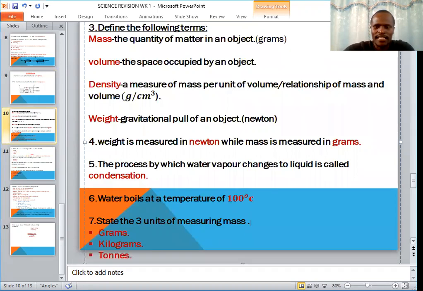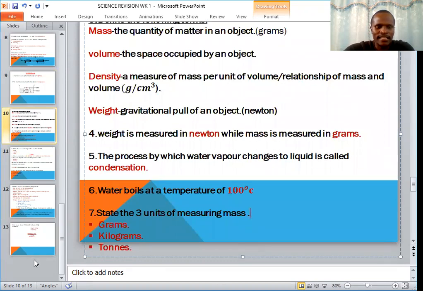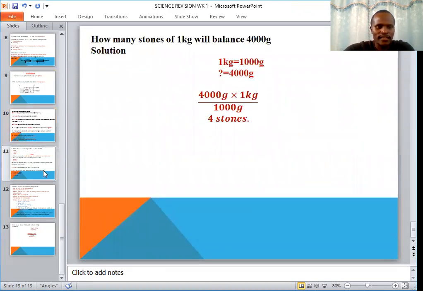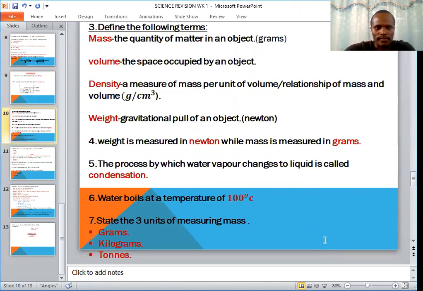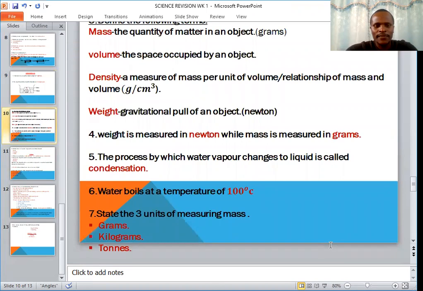Then number 7 was asking about 3 measuring units. State 3 units of measuring mass. I've said that the first one is grams. Then from grams, we can derive kilograms and tons. So those are the 2 other measuring units apart from grams. We have kilograms and tons.